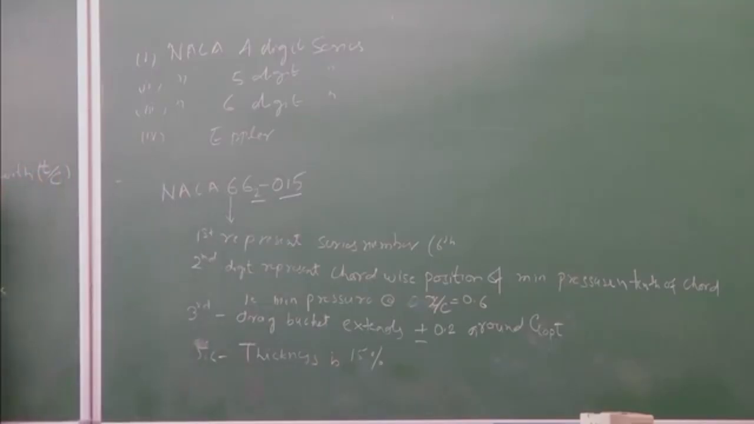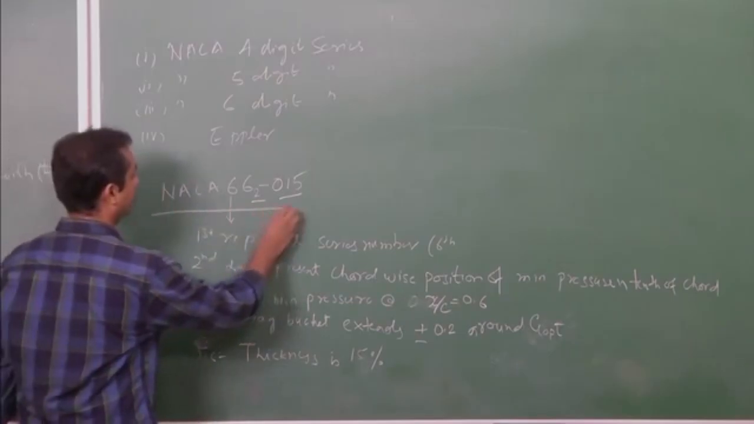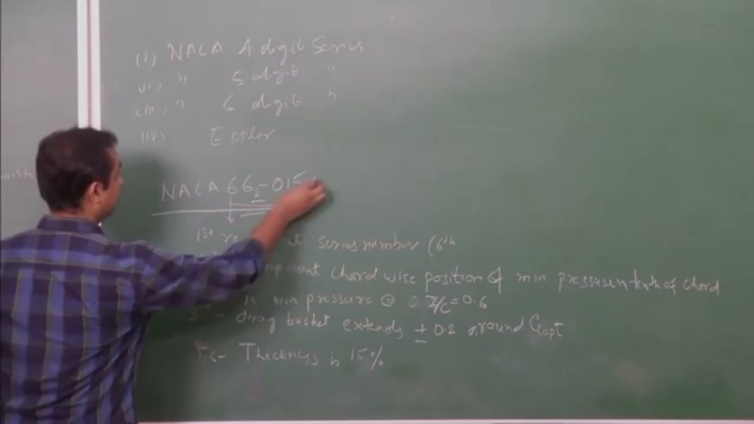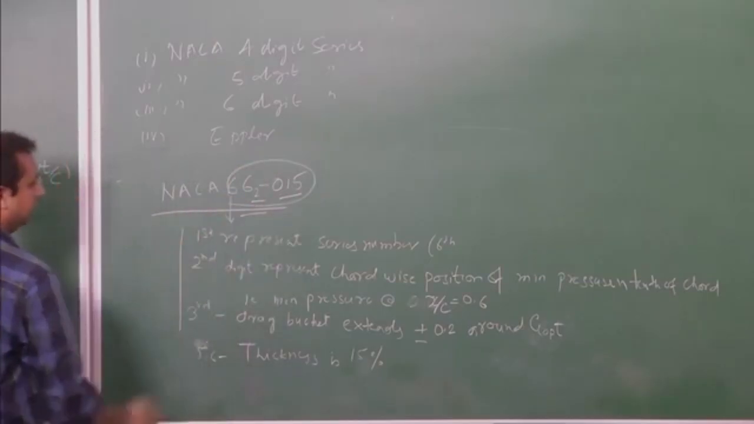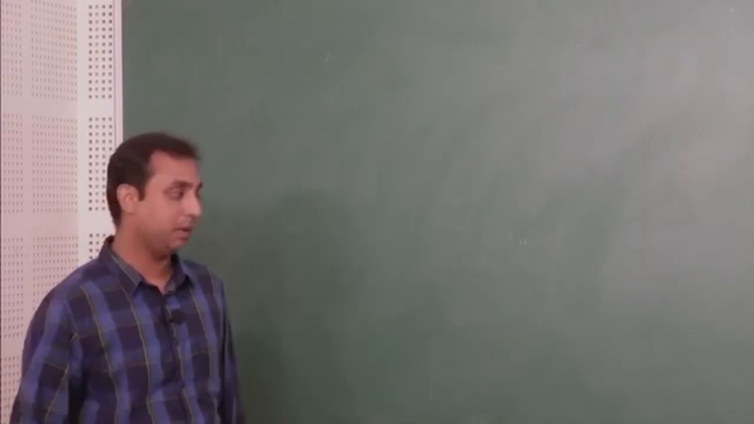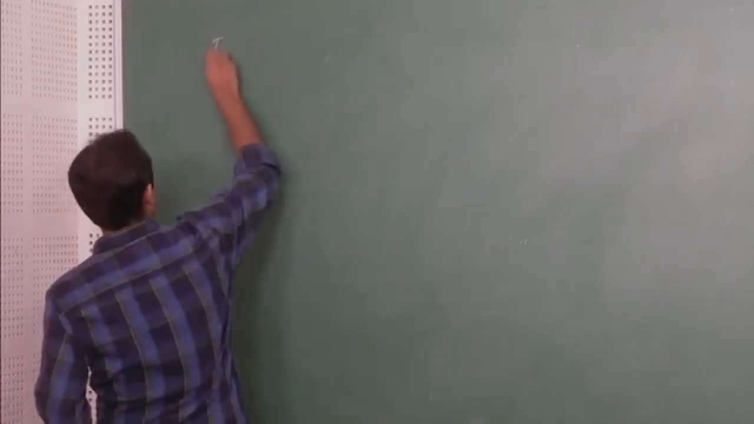So, this is the information which we get from a particular series of airfoil. These are what this series number tells us, and the information we get from the plot, we have already seen a few minutes before. After airfoil design, we will be looking at some wing parameters. For instance, how do we choose your aspect ratio? So, effect of aspect ratio.